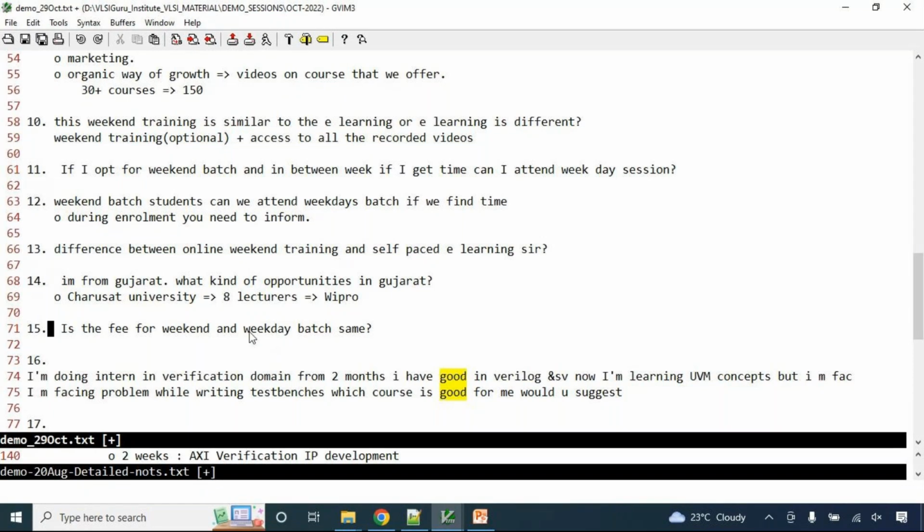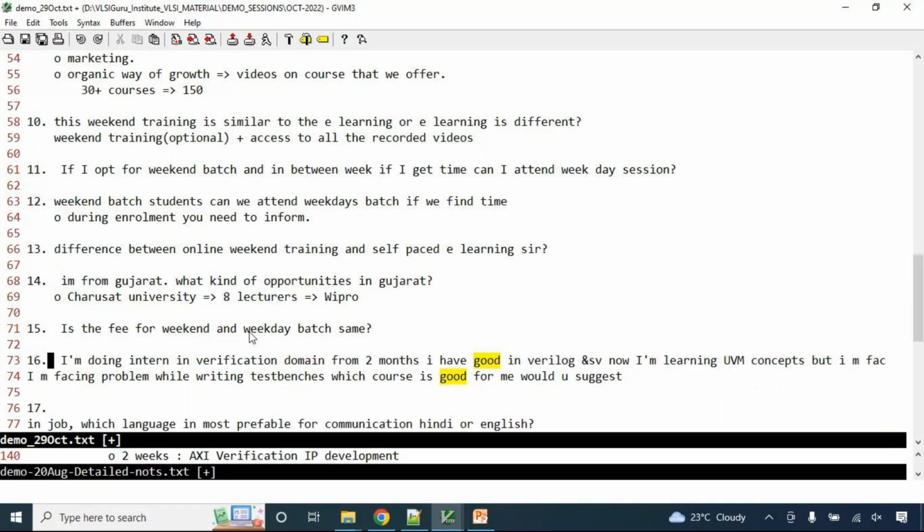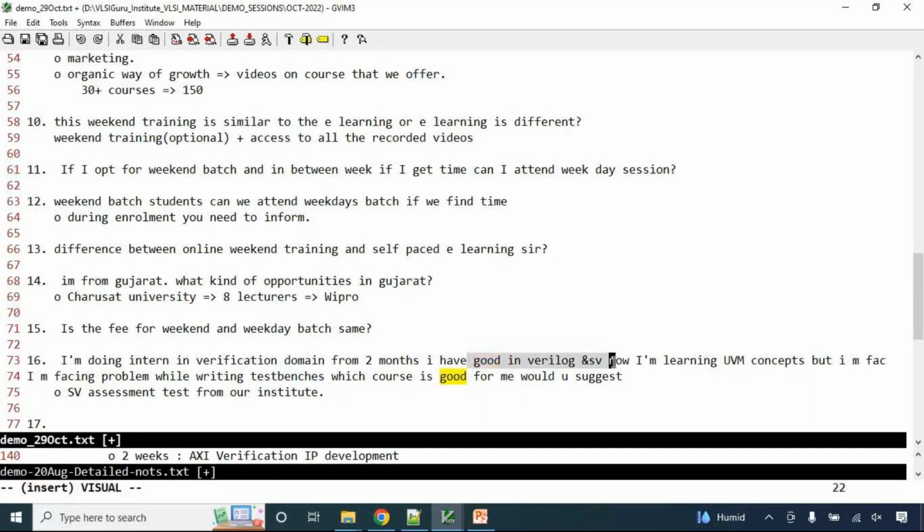Next: I'm doing an internship in the verification domain for 2 months. I'm good in Verilog and SystemVerilog. Now I'm learning the UVM concept, but I'm facing problems while writing test benches. Which course is good for me? I would suggest in this case that you should take one SystemVerilog assessment test or institute, because the term good is relative. What is good for a student may not be good for a trainer. Again, I don't want to say anything negative here. To what extent you learned SystemVerilog, I don't know.